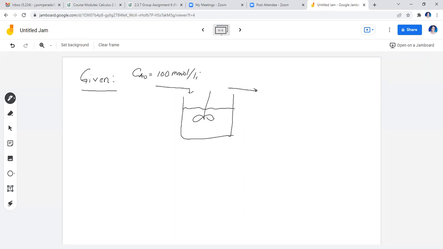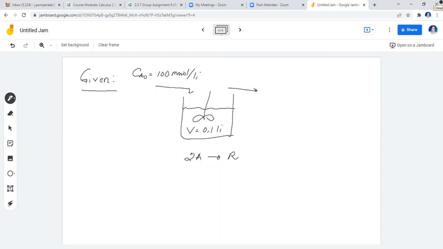Now, the volume of the reactor is given in the first statement, and it is 0.1 liter. The stoichiometric equation is given, 2A forming 1 mole of R. So those are the things that we can get from the first statement. Now we have this table.